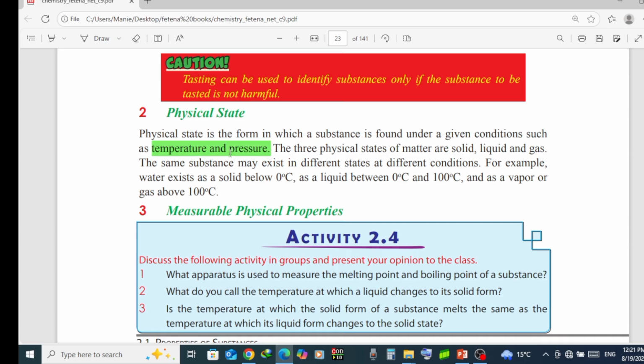Keeping the temperature and the pressure constant, we can say this substance is in a state of this. The 3 physical states of matter are solid, liquid and gas.